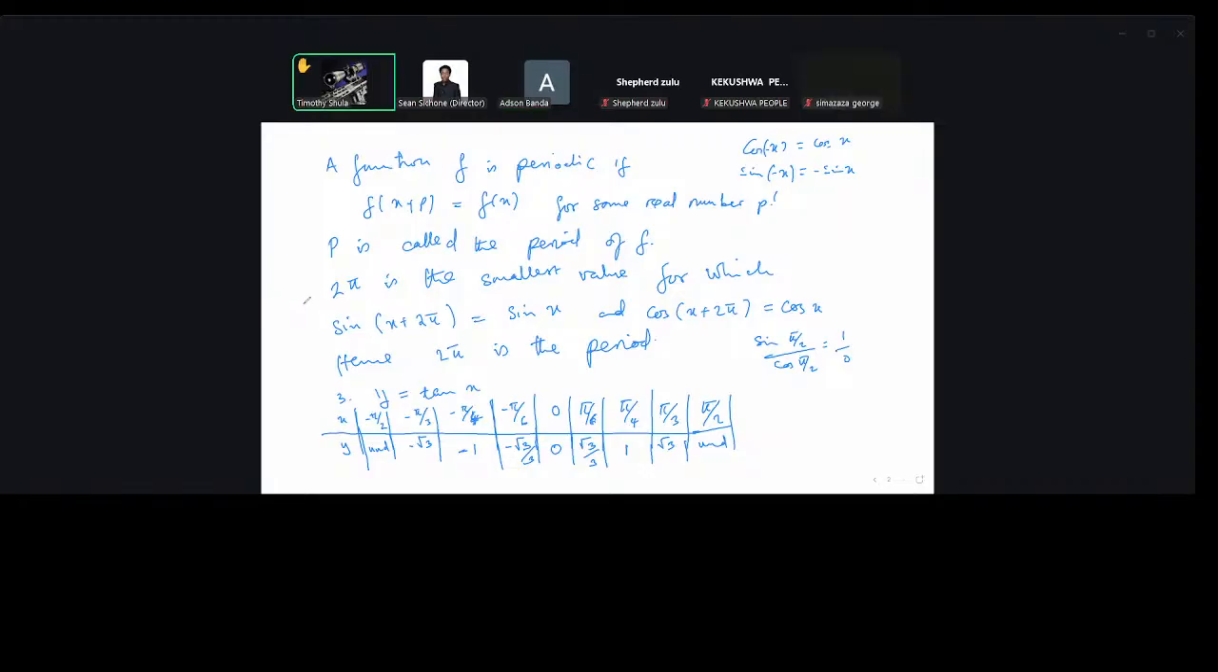Yes, sir. I'm just wondering, the value for pi over 6. Isn't it supposed to be 1 over root 3? For pi over 6? Yes, it is 1 over root 3, which I've written as root 3 over 3. Does that answer your question? Yes, yes. Okay.